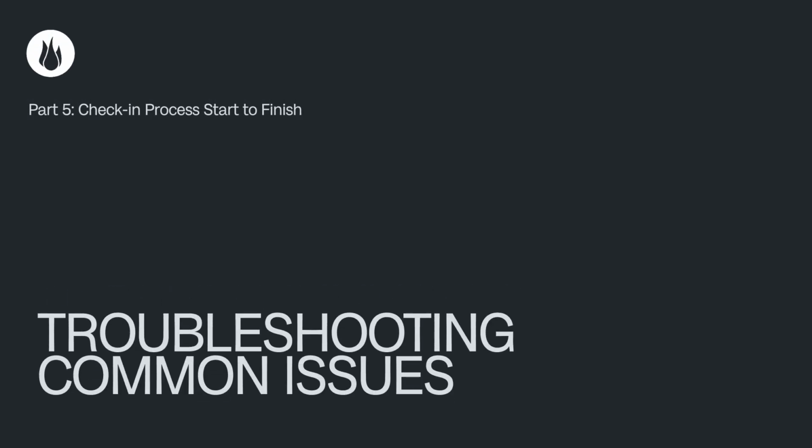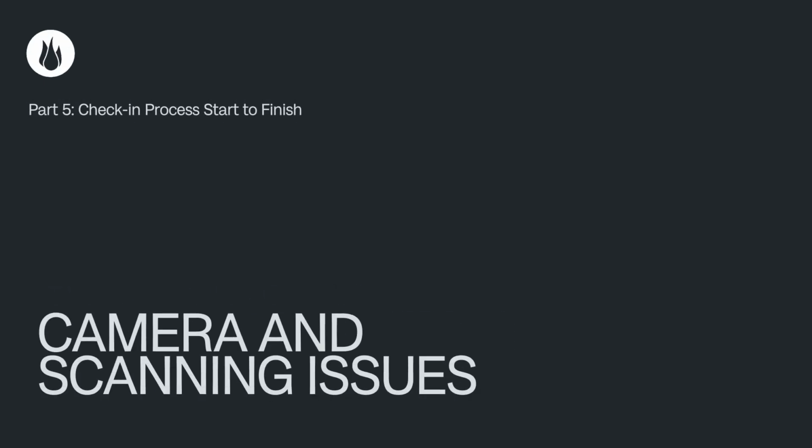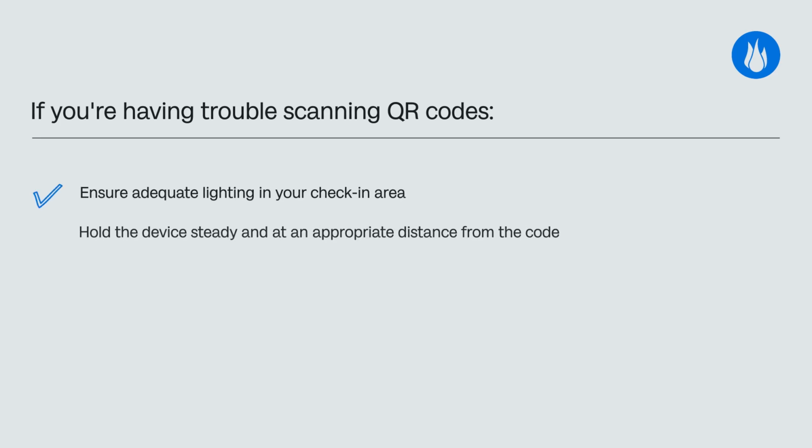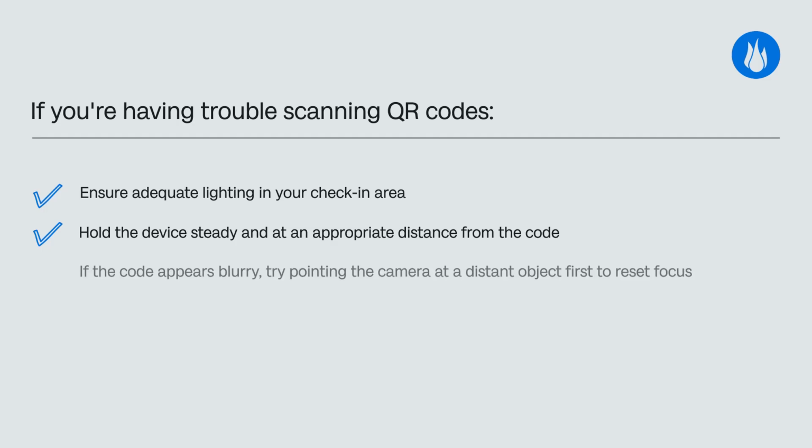Troubleshooting common issues. Let's address some common challenges you might encounter during the check-in process. Camera and scanning issues. If you're having trouble scanning QR codes, ensure adequate lighting in your check-in area. Hold the device steady and at an appropriate distance from the code.